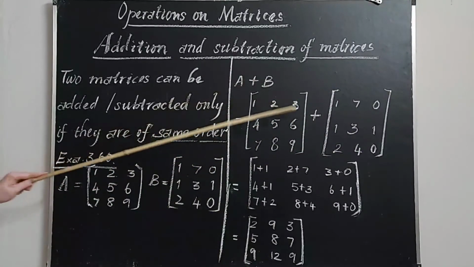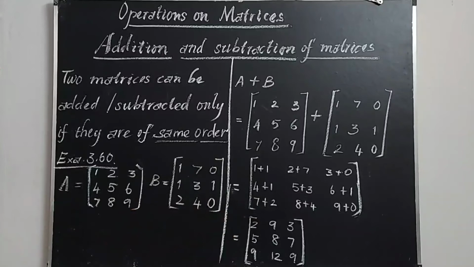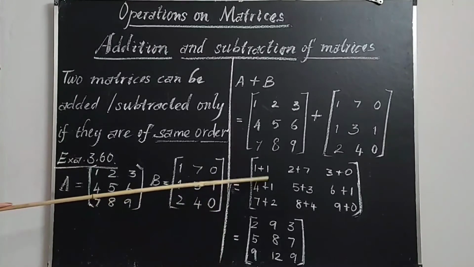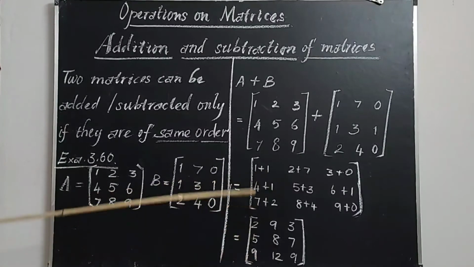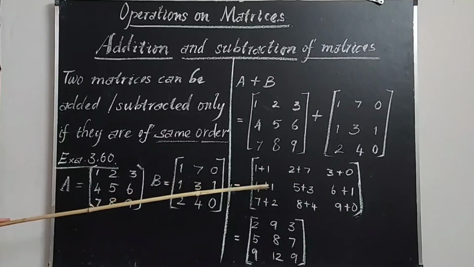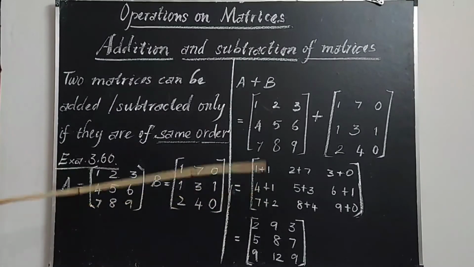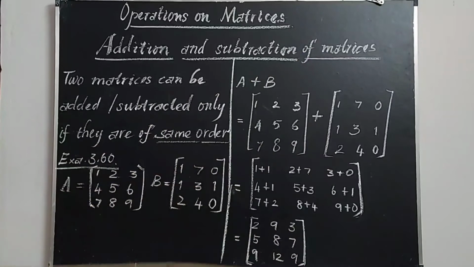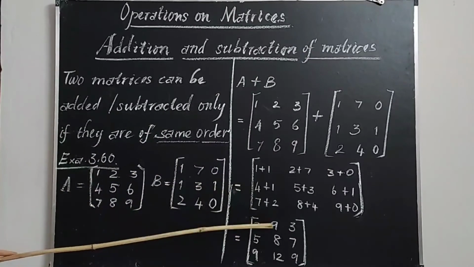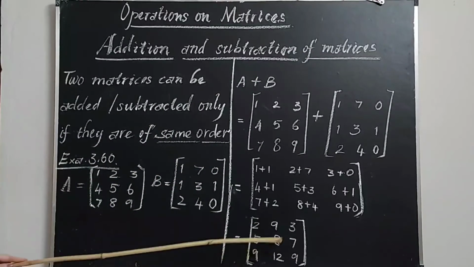As they are of same order, you can add the corresponding entries. And this step is not necessary when you are practicing it. So for the first sum alone, you write it down. The following sums, no need to write this step. Directly you may add it and write. So the answer is 293, 587, 912, 9.